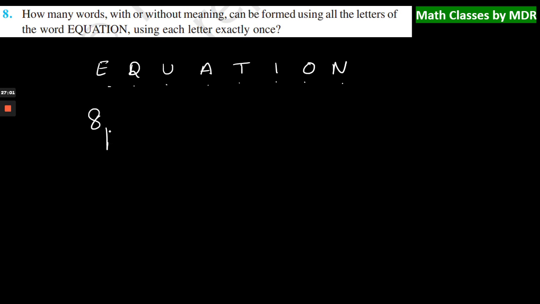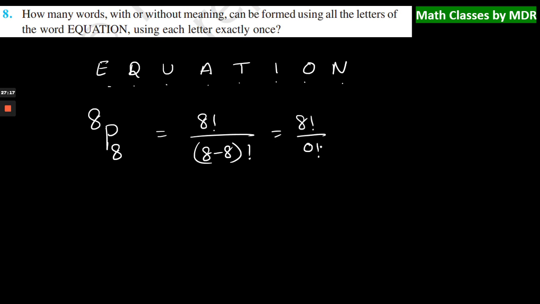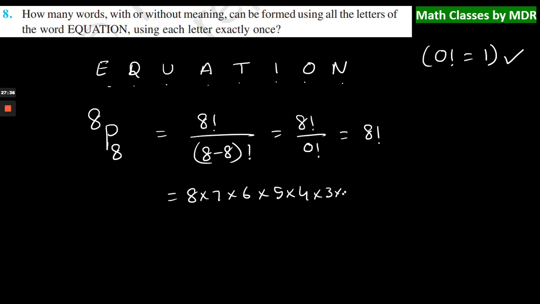So 8 letters have to be arranged out of 8, so 8P8. 8P8 is 8 factorial by (8 minus 8) factorial, which is 8 factorial by 0 factorial, and 0 factorial is nothing but 1. Therefore, it is equal to 8 factorial. We know that 0 factorial is equal to 1. So this is the answer, 8 factorial ways, or you can simplify it: 8 into 7 into 6 into 5 into 4 into 3 into 2 into 1.